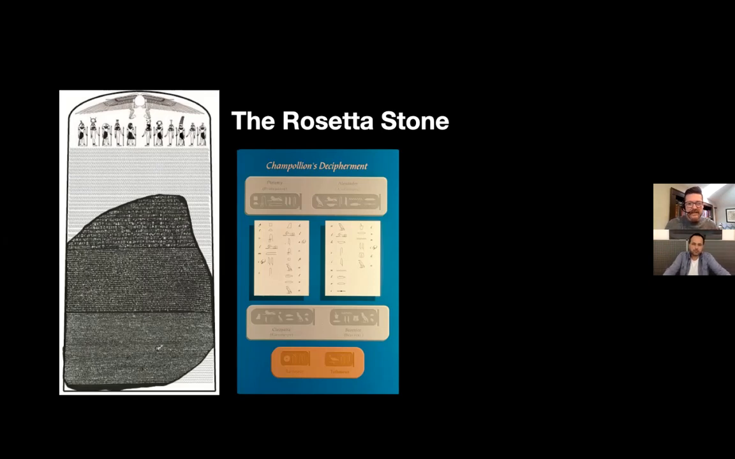So why do I spend a lot of time talking about the Rosetta Stone as it relates to the Bible? Because it's really not a biblical inscription.